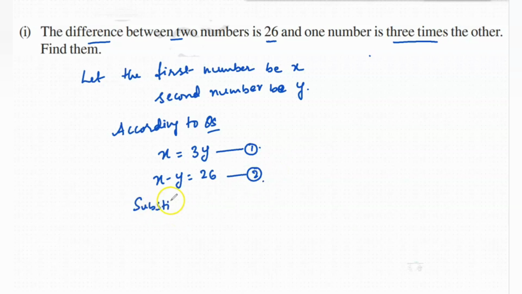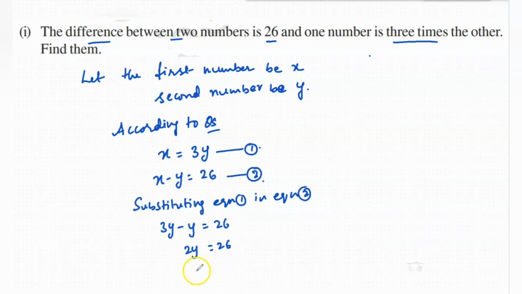Substituting equation 1 in equation 2, we get, in place of x, I will write 3y. 3y minus y is equal to 26. Now from this you can solve. 3y minus y is 2y. 2y is equal to 26. Therefore y is equal to 26 by 2, which is 13. So we got y is equal to 13.